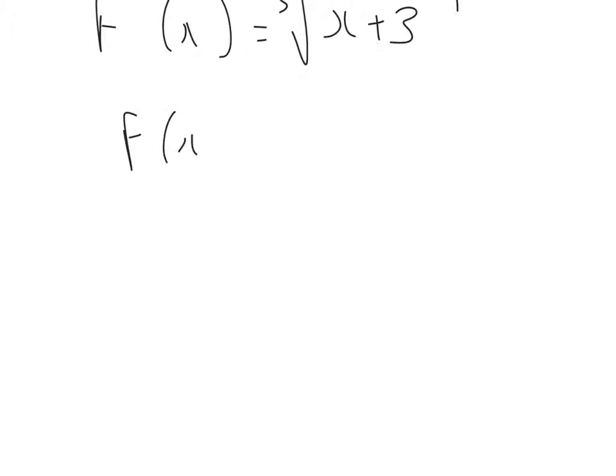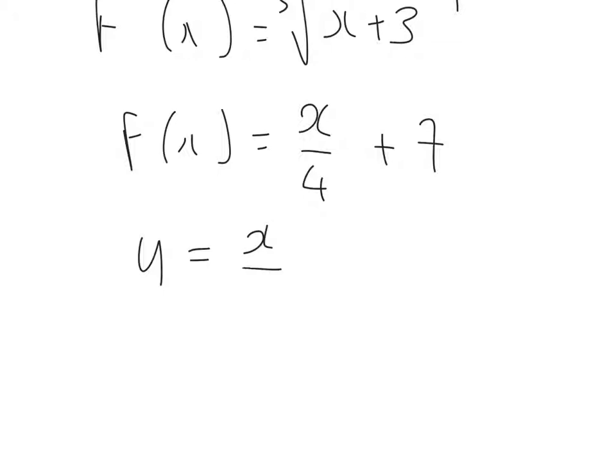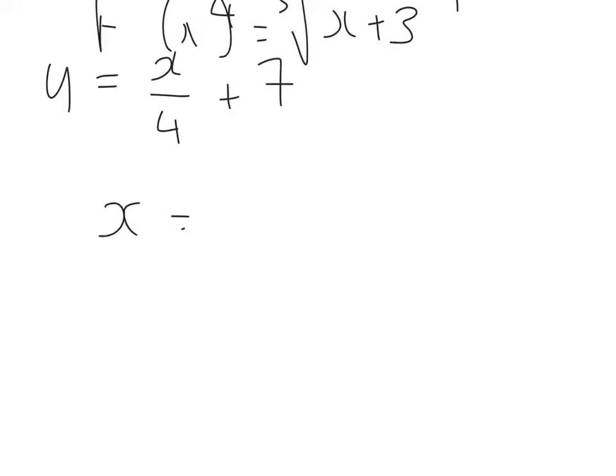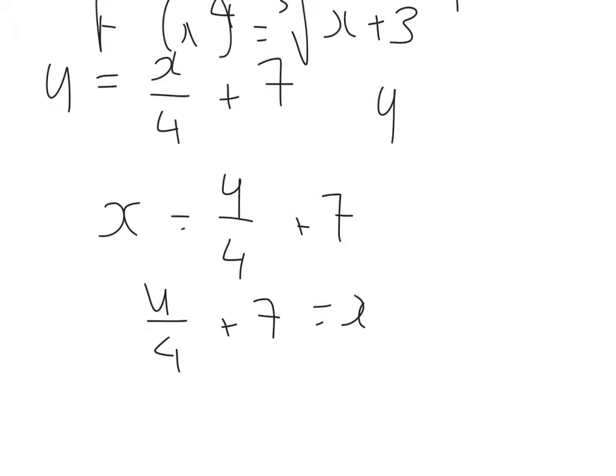Final one, f of x equals x over 4 plus 7. So bring in y and x notation. y equals x over 4 plus 7. Swap the variables. x equals y over 4 plus 7, and change the subject of the formula to y. y over 4 plus 7 is equal to x. y over 4 is equal to x minus 7.